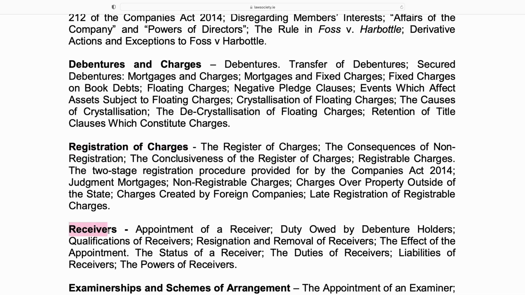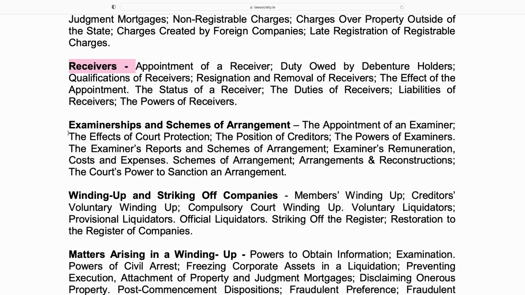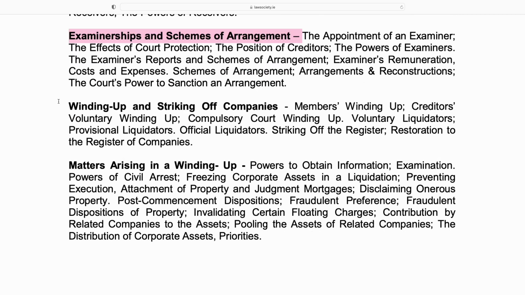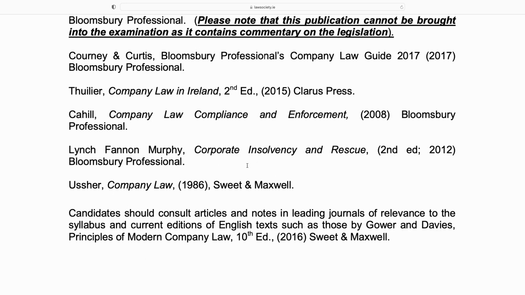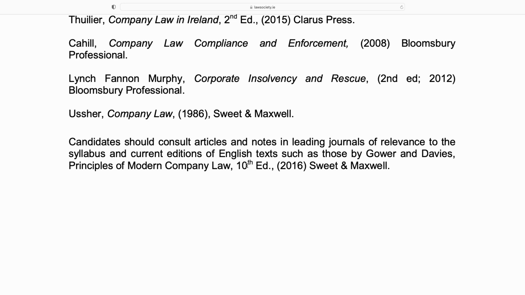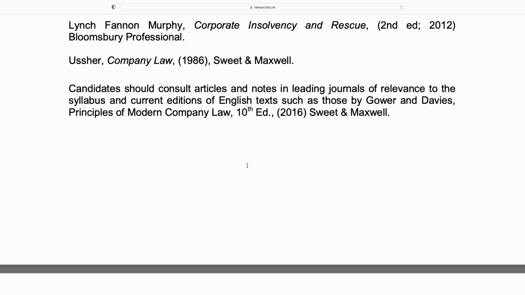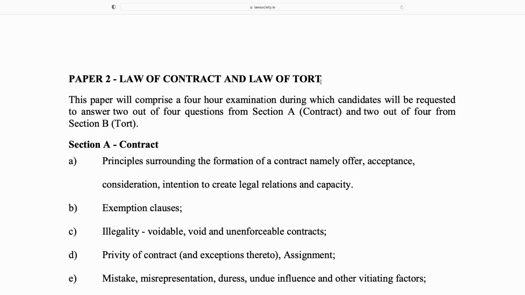And most of it, like receivership, examinership, wind down, they're just not asked in the QLTT. I think this is a copy and paste of the FE1 syllabus, to be honest. Again, recommended reading, don't bother with that. You've too much to do already.